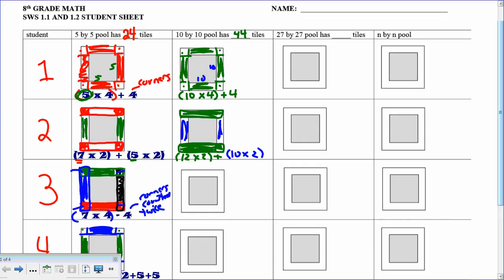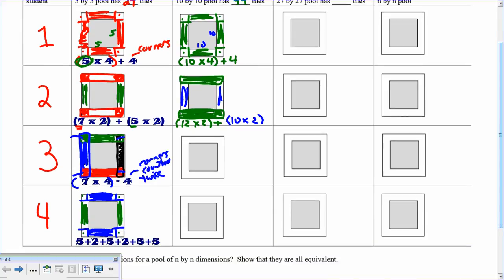All right, so for the overlap, again, we're still going to overlap 4 times, but now each distance is 12. So this should be 12 times 4, and then we're going to subtract 4 because we're going to count the corners an extra time, right? And the bottom one, again, we're going to replace the 5 with a 10 because the pool dimensions have changed. So 10 plus 2 plus 10 plus 2 plus 10 plus 10.